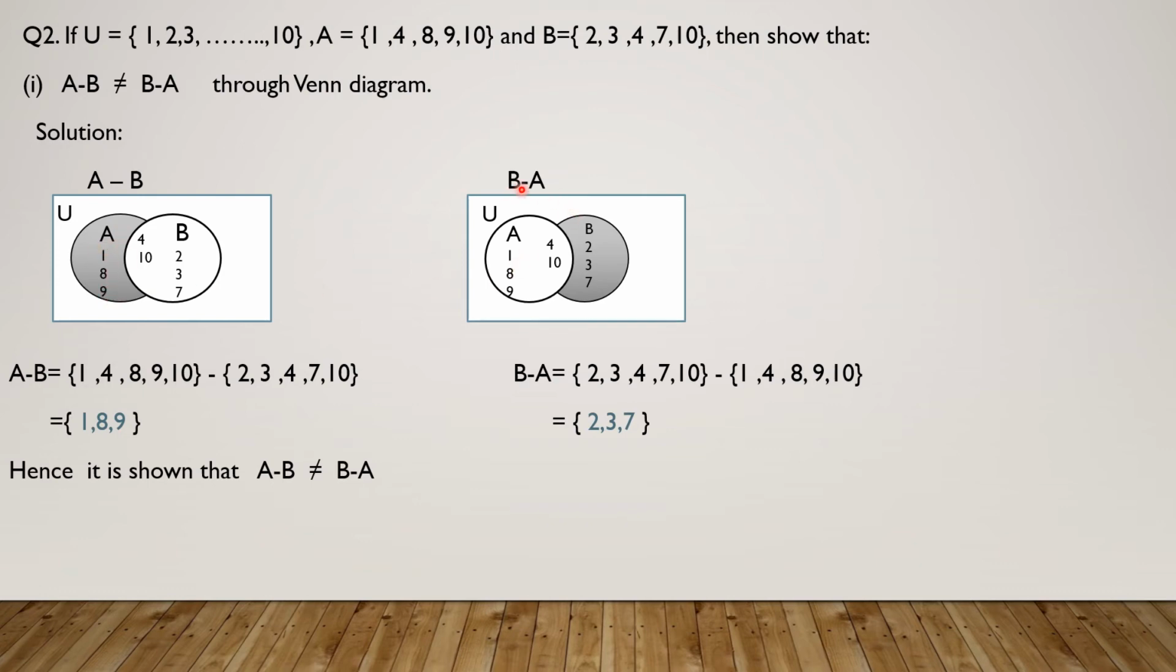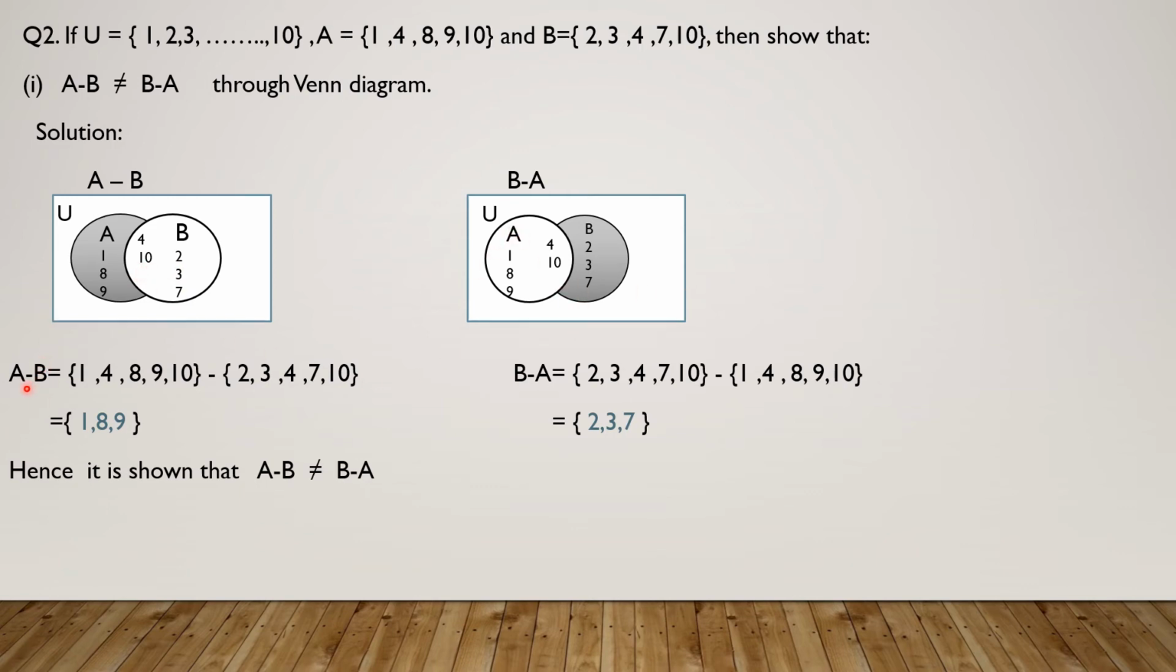Similarly, see here B minus A. B minus A means all the elements of B. So in B minus A we will shade the portion of B which is not present in A. Students, here you can see the elements are written. In A we have 1, 8, 9 that are uncommon. In the common portion I have written 4 and 10, because 4 and 10 are common between them, and then in B I have written 2, 3, 7 as uncommon, and the common ones are written over here. Similarly, the elements are written over here.